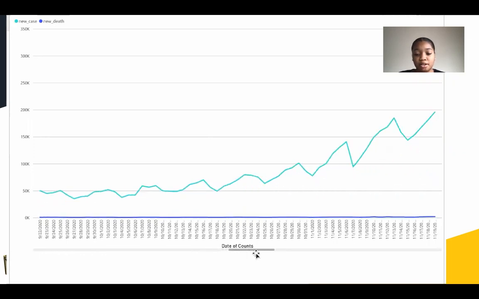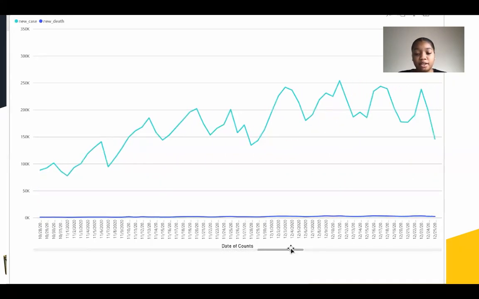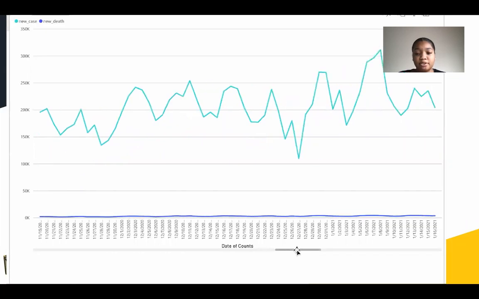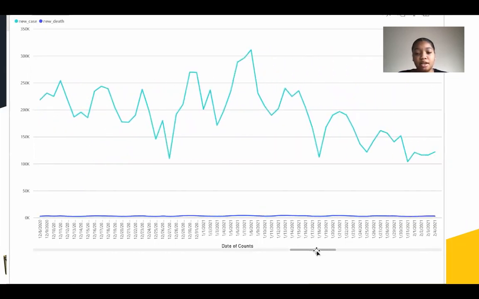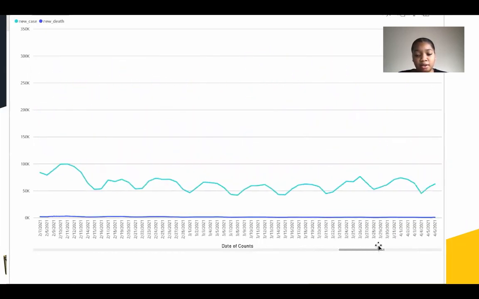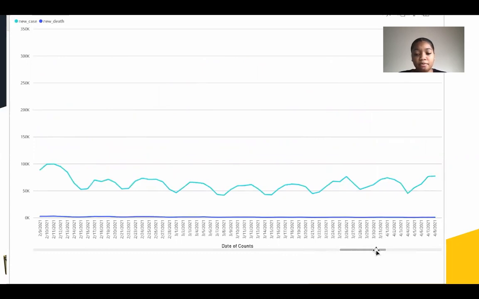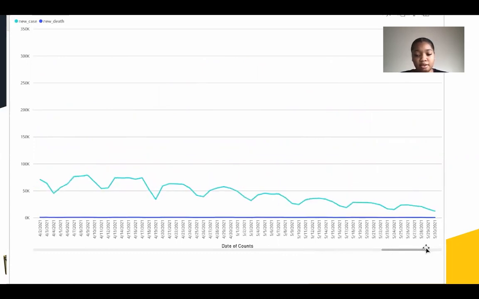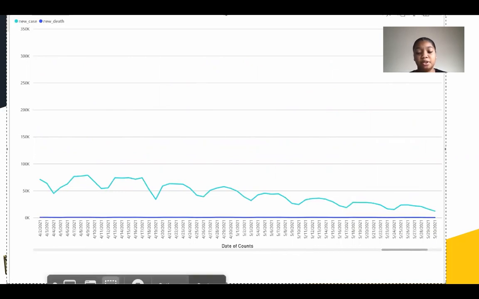We've gotten to October, November, and then the peak is around December 2020. And after that, we begin to drop down. And then the data ends in the end of May 2021.